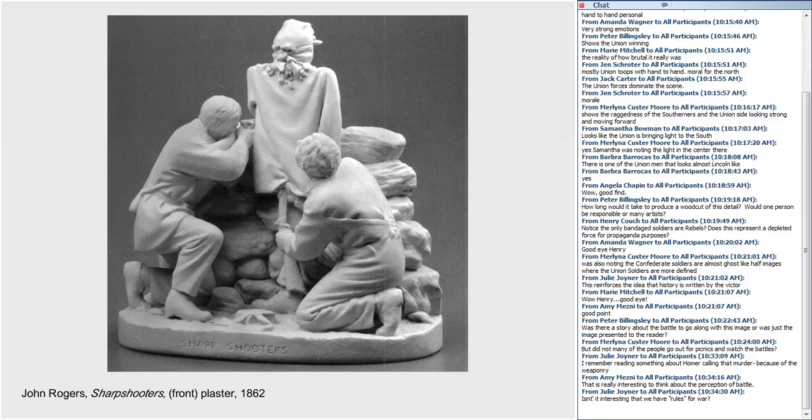But one of the ones that he did that really failed to sell was this group called the Sharpshooters.